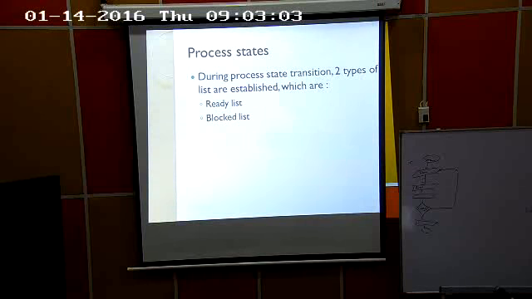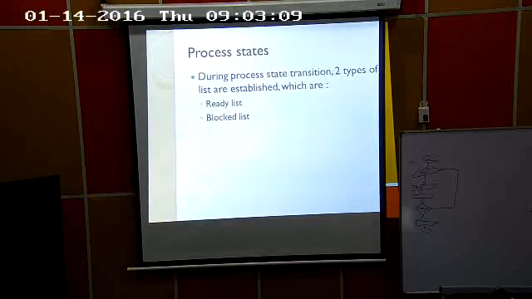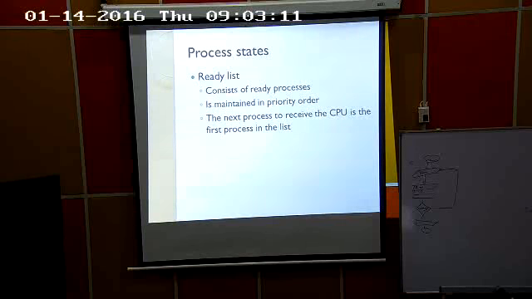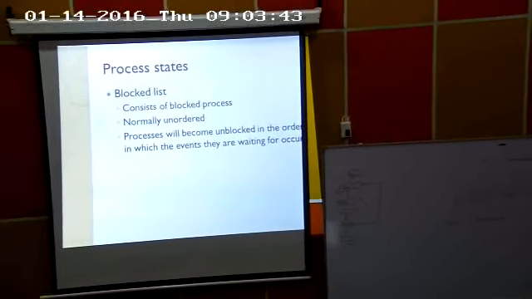Okay, in ready and block, yeah? The ready and block lists. The ready list consists of ready processes, ready to be called, and it is maintained in priority order. If your number is 007 and your mom's number is 009, you are in higher priority based on the number. The next process to receive the CPU is the first process in the list. The block list consists of blocked processes, normally unordered.